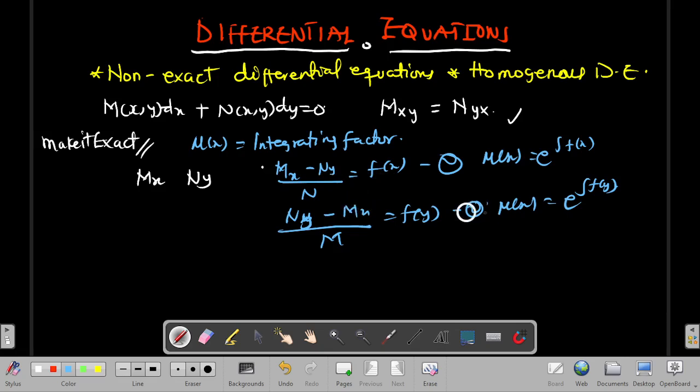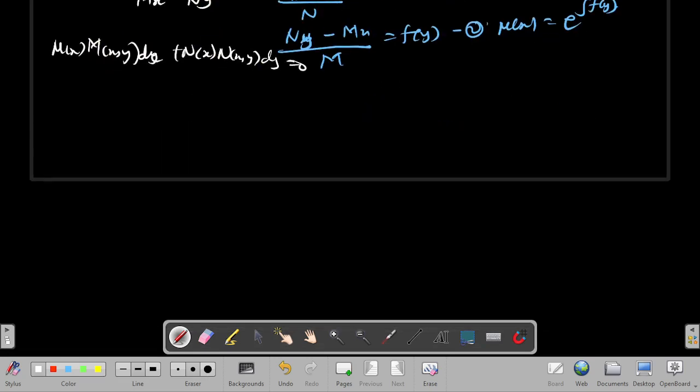Once you find your integrating factor, you multiply through. So you have your integrating factor mu of x or mu of y multiplying M(x,y)dx plus mu multiplying N(x,y)dy equals 0. That is what we are going to do. Let's solve an example so you understand it better.